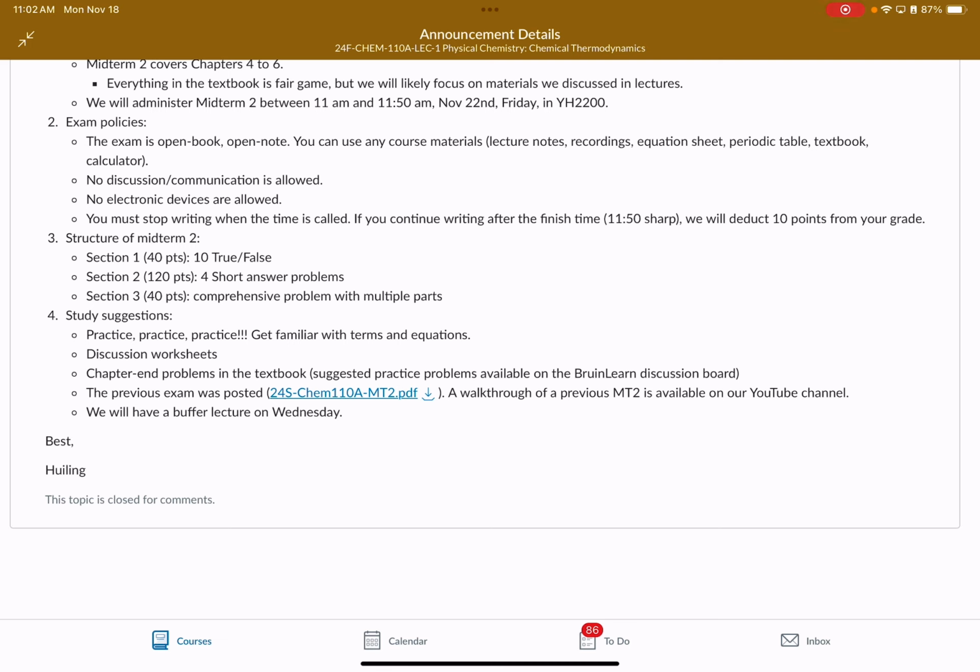I posted last quarter's midterm 2 exam, but the coverage is a little bit different, so you'll see slightly shifted material. Last quarter, I wasn't able to get to chapter 6, so you'll see materials from chapter 4 in my previous midterm exam, just because we're moving at a different speed. But the coverage of this midterm exam is from chapter 4 all the way to chapter 6.4 at least.